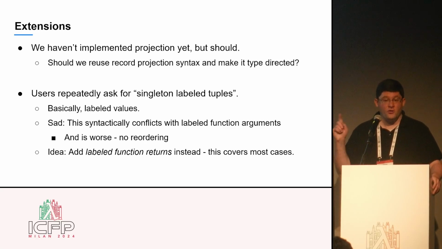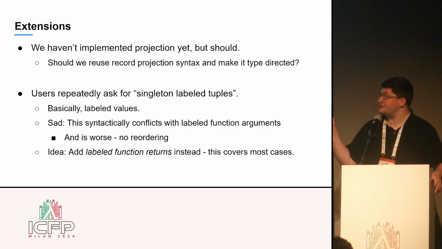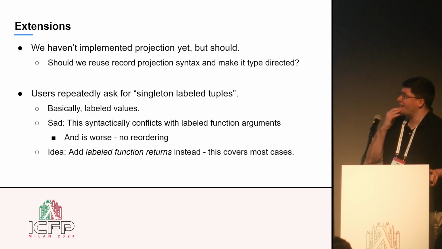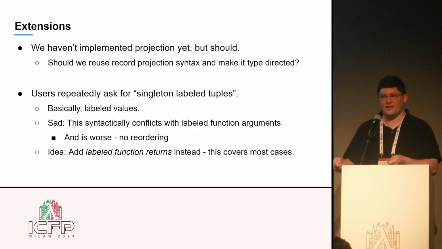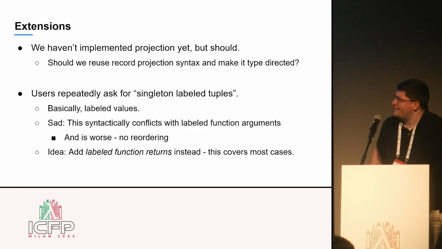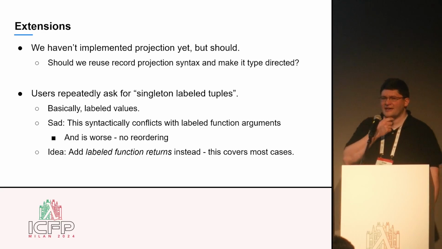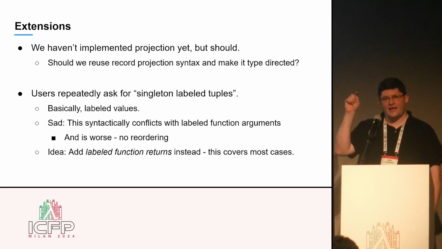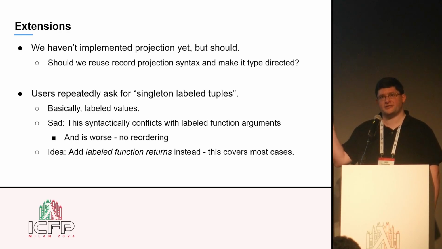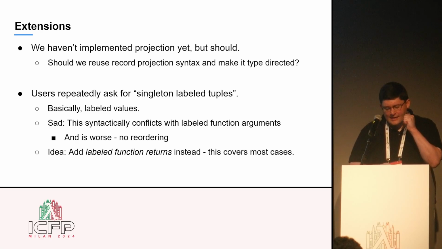What people ask for all the time since we've shipped this feature, like once a week, is singleton labeled tuples. Basically just the ability to add a label to an arbitrary value in their program. This surprised us a little bit, and also it's kind of hard to do just syntactically. Like if you've got f applied to twiddle x, is that f applied to the labeled argument x, or is it f applied to the unlabeled argument, which is a singleton labeled tuple? Now, that can be resolved with parens somewhere, but it feels a little gross, and so we haven't done it.